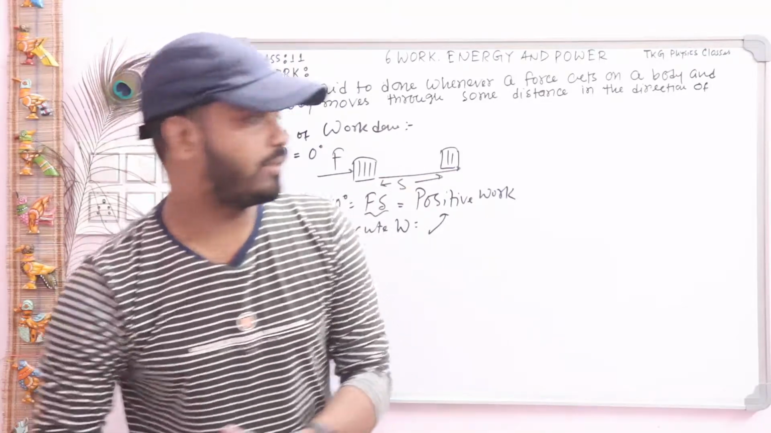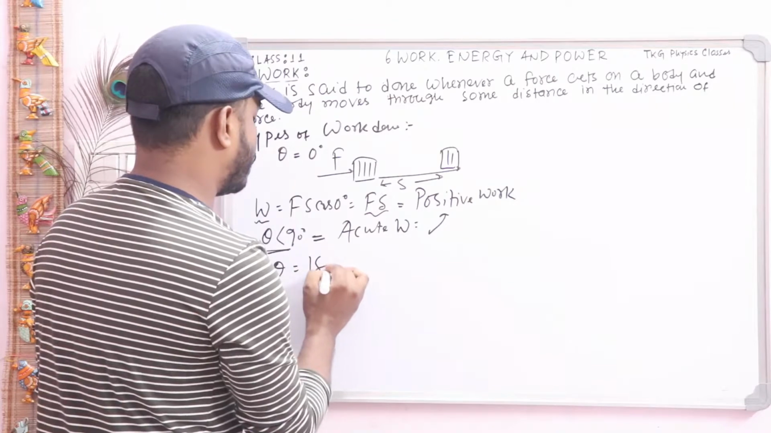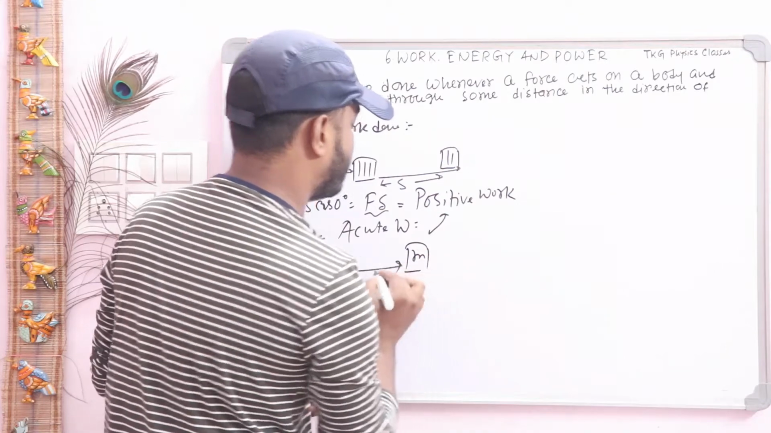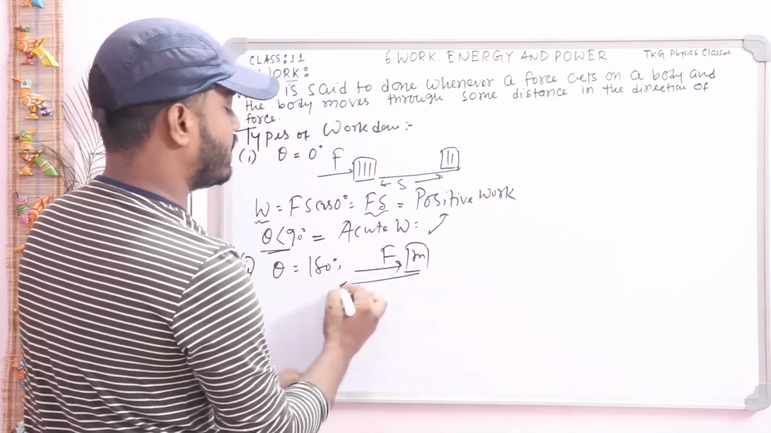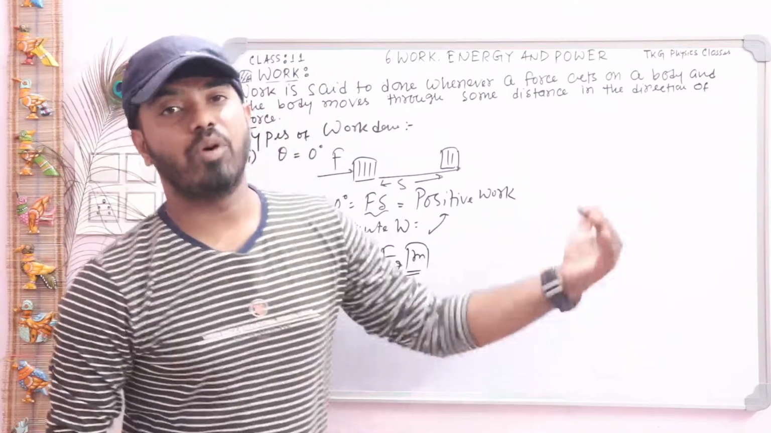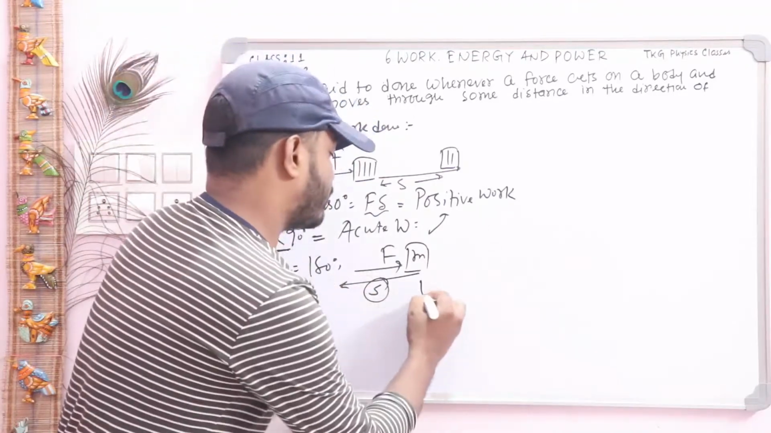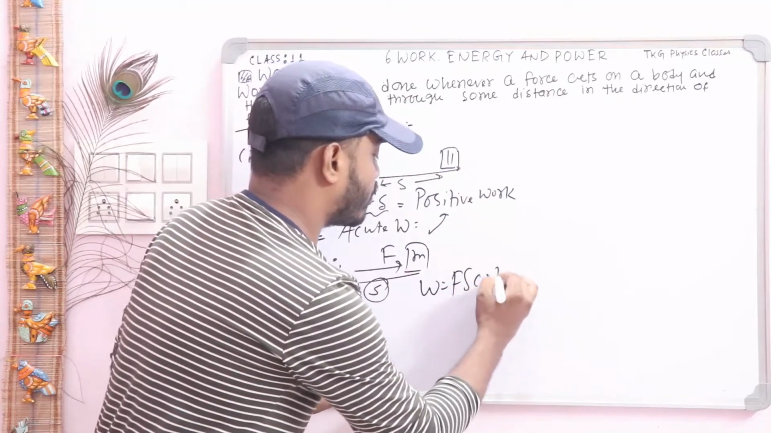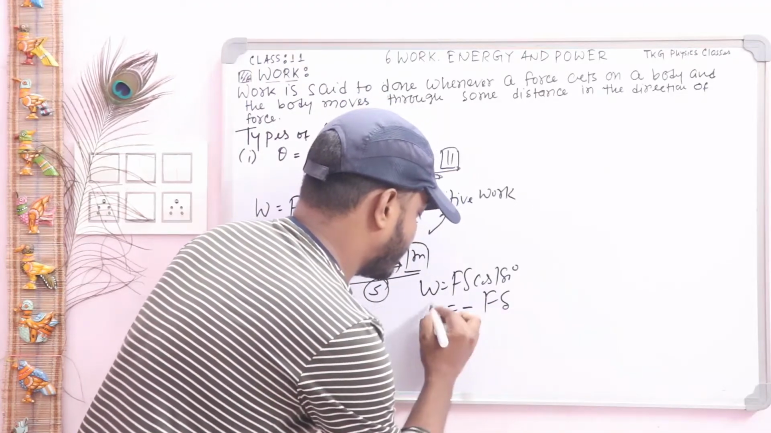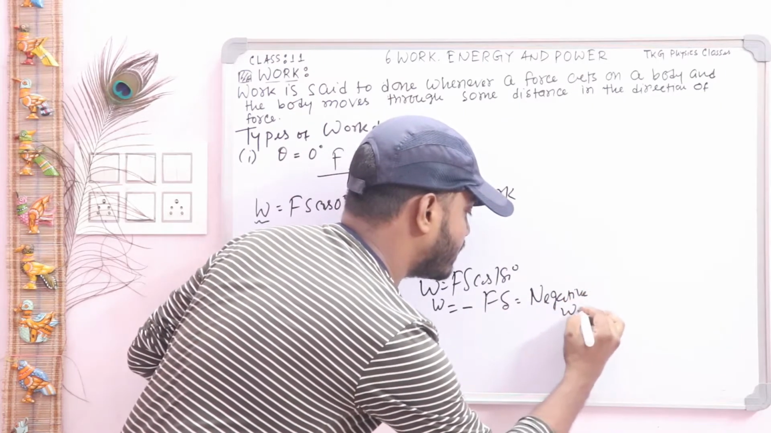Now another point, case 2. If theta is equal to 180 degree, that means suppose a body of mass m, you are applying force in this direction, but the body is displaced in this direction, the opposite direction of the force. The force is applied along the positive x-axis and the body is displaced along the negative x-axis. So the angle is 180, and you know the formula, so the result will be Fs cos 180. Cos 180 is minus 1. So this value will be minus Fs. This work done is named as negative work.